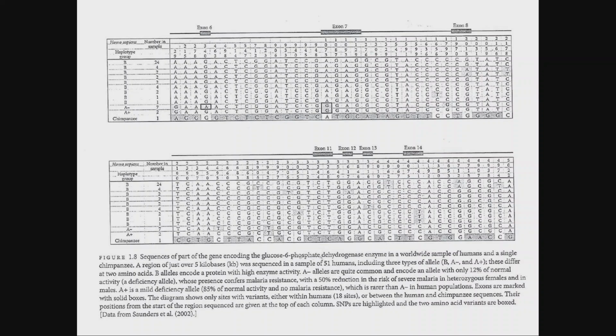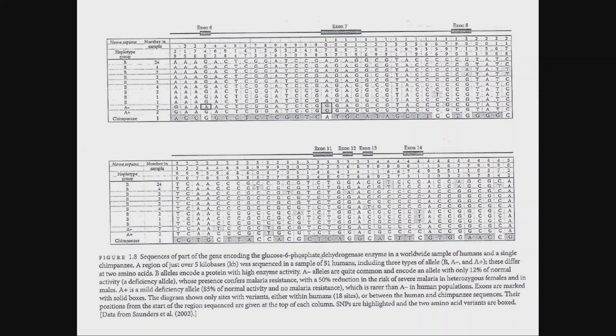And then there's also the A plus allele, which is a mild deficiency allele that has 85% of the normal activity but does not confer malaria resistance. And then you simply have the nucleotides, right? The 4 letters of the genetic alphabet here along the sequence.